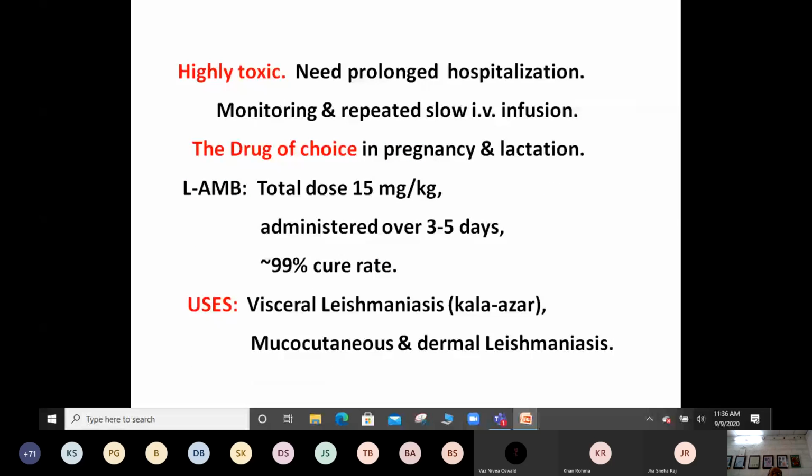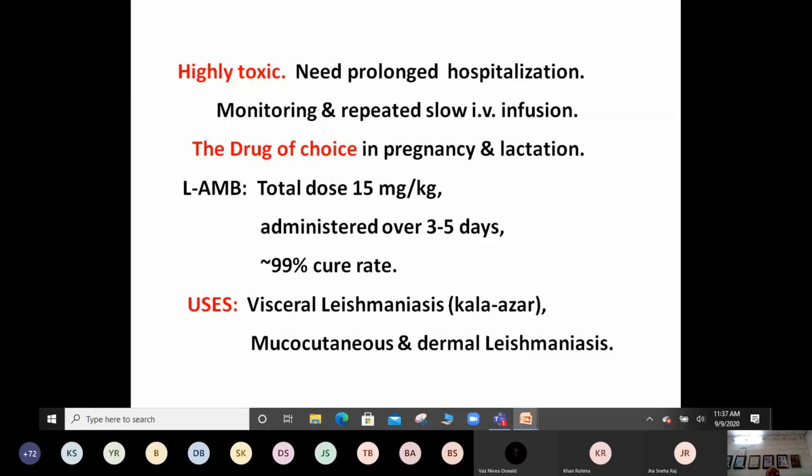The drug is highly toxic. Because of that, whenever you are giving this drug, it needs prolonged hospitalization. You cannot give it on an OP basis. You cannot administer it to an ambulatory patient. The patient should be hospitalized and monitored for vital functions: cardiac function, blood pressure, respiration, etc.